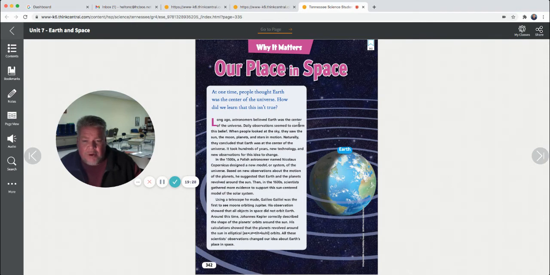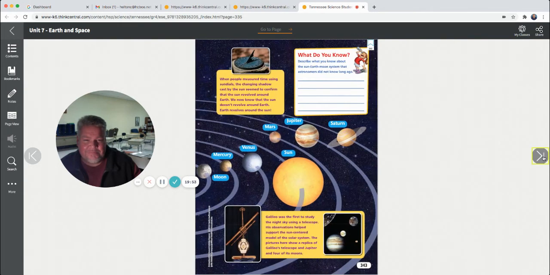Around this time, Johannes Kepler correctly described the shape of the planets' orbits around the sun. His calculations showed that the planets revolved around the sun in elliptical orbits. All of these scientists' observations changed our idea about Earth's place in space. So we're not the center of the universe. We're just one of the planets rotating around the sun.